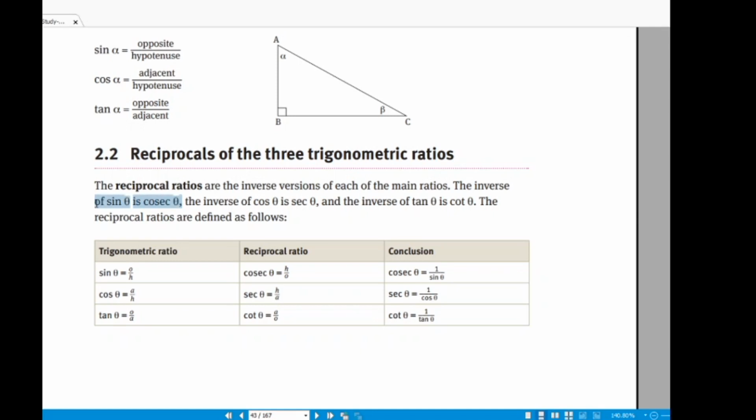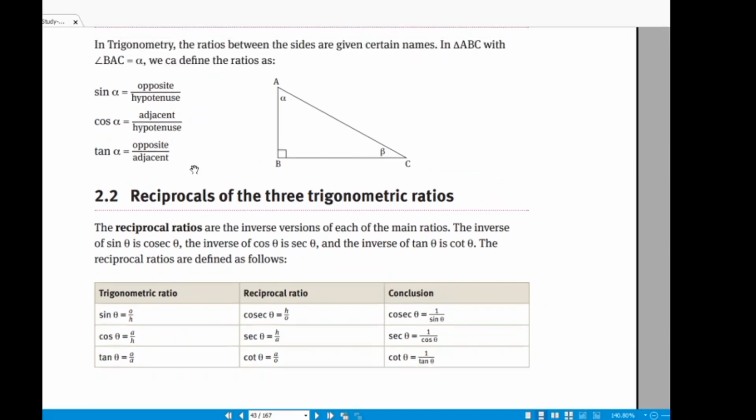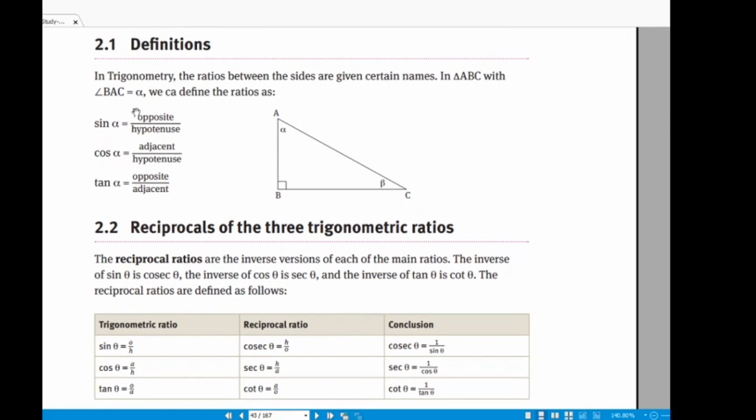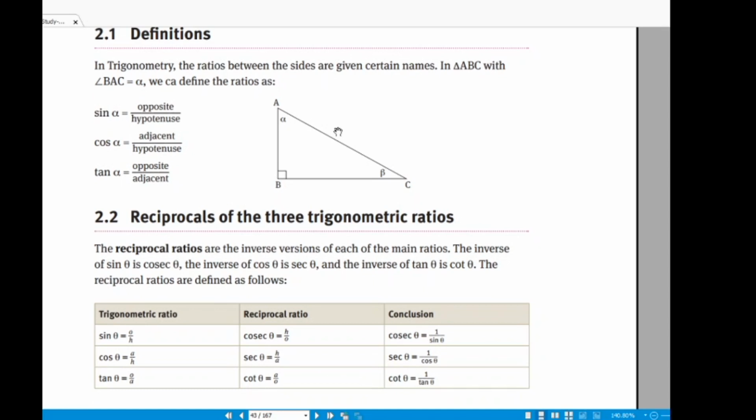The inverse of sine theta is cosec theta. The inverse of cos theta is sec theta, and the inverse of tan theta is cot theta, right? So we know that, from the definition of these trigonometric ratios, one way you can remember them is by using the mnemonic SOHCAHTOA, right?